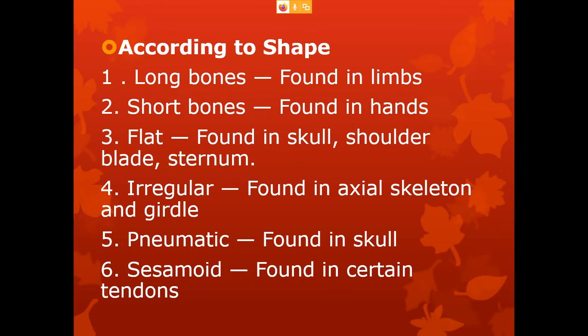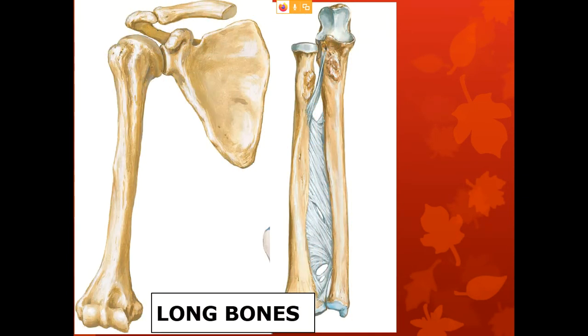So coming to the classification of bones according to the shape, they are divided into different types. One is long bones, found in the limbs. Short bones are found in the hands. Flat bones are found in the skull, shoulder blade and sternum. Irregular bones are found in the axial skeleton, meaning the skull and the vertebral column; those bones are called irregular bones. Pneumatic bones are found in the skull and have space inside. Sesamoid bones are found in certain tendons.